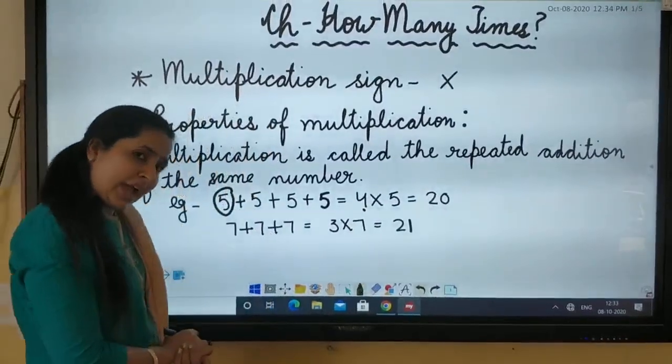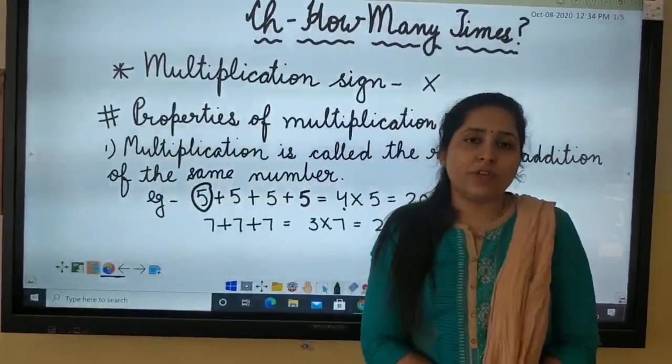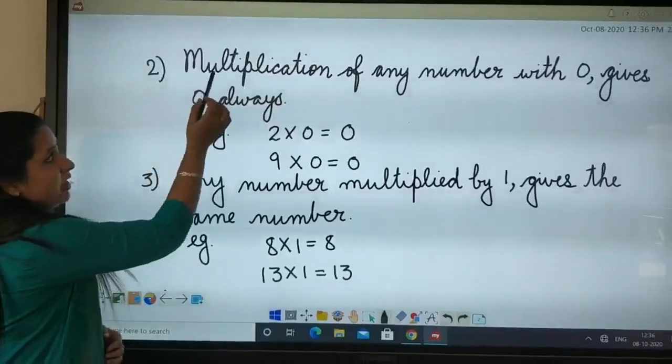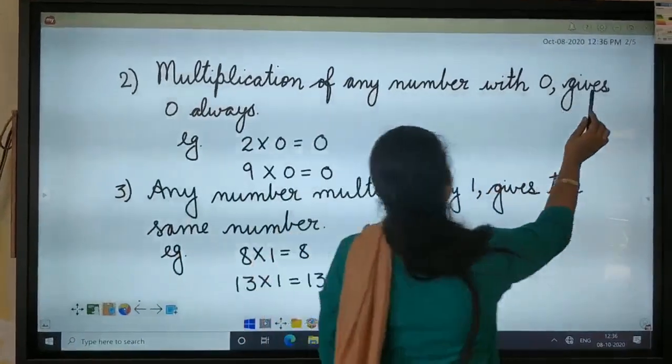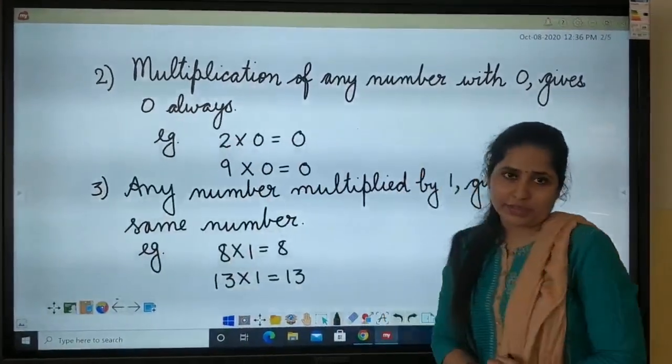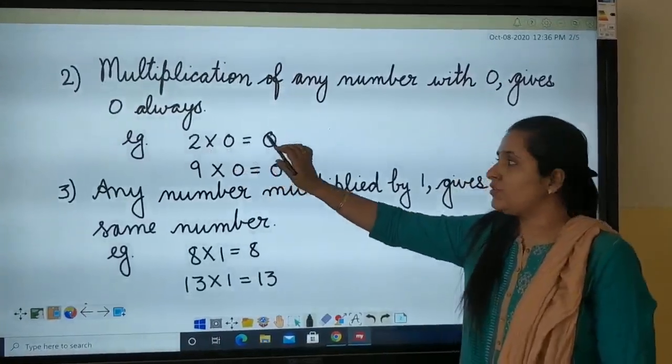So instead of adding, we have found the answer using multiplication. This was the first property. Property 2: multiplication of any number with 0 gives 0 always. Let us see an example. 2 multiplied by 0 equals 0.